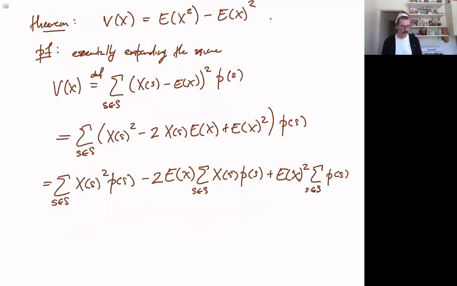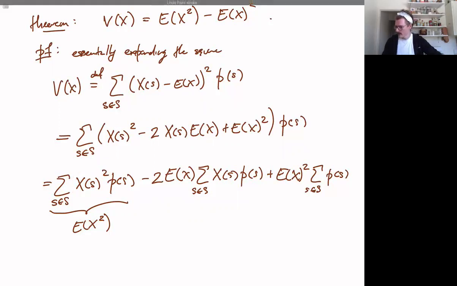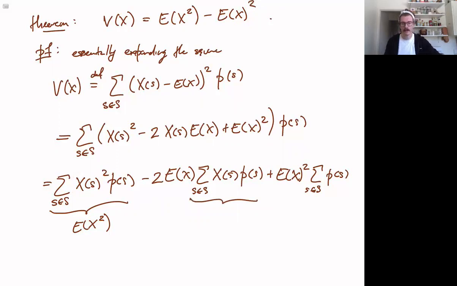And now to conclude, we essentially just have to recognize that this thing is the expected value of the random variable x squared, because you can see we are taking the weighted average of the values of x squared at every possible outcome. So that's what this is. This summation right here is the weighted average of x, so this is just the expected value of x. And this thing is just the sum of all the probabilities of all the outcomes, which must total to 1.